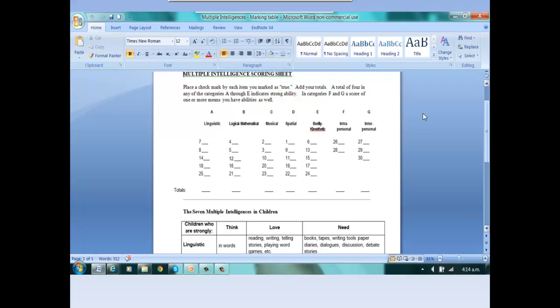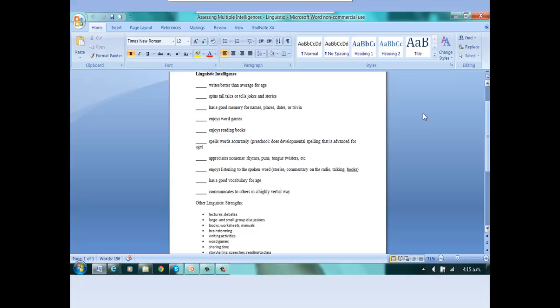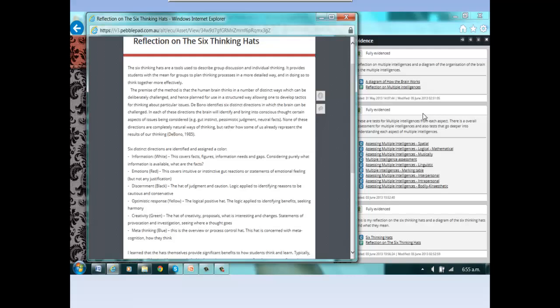This is a marking guide, so it shows you how to score them and shows you which one you are. And this is an example of a test that goes deeper into the understanding of each multiple intelligence. So yeah, good resource. I have also included the 6 thinking hats.